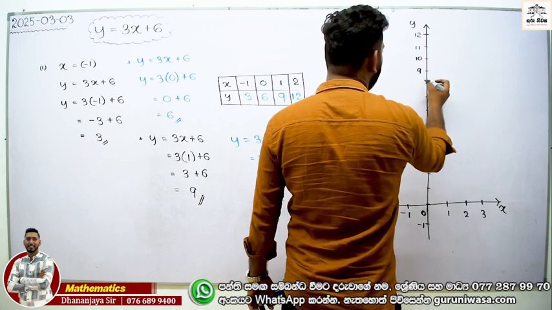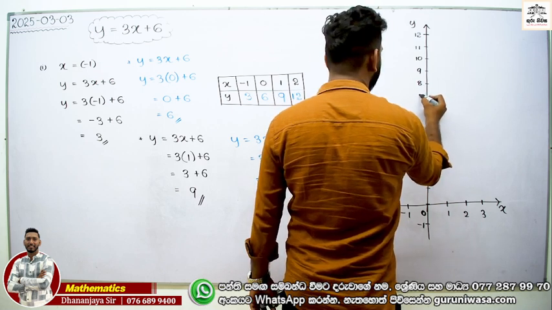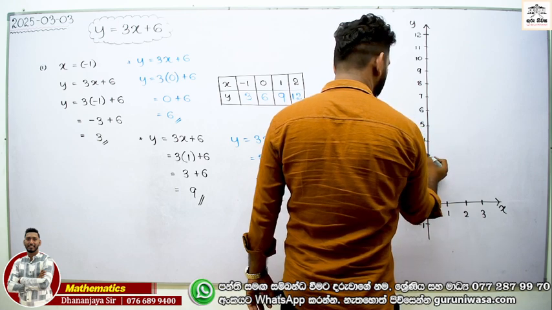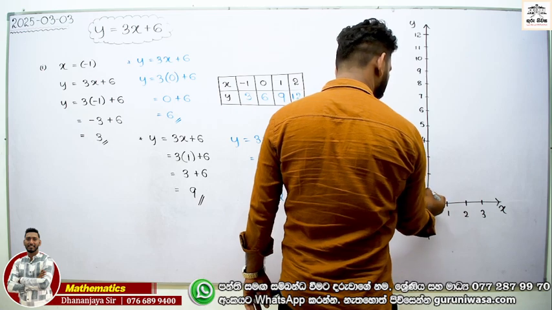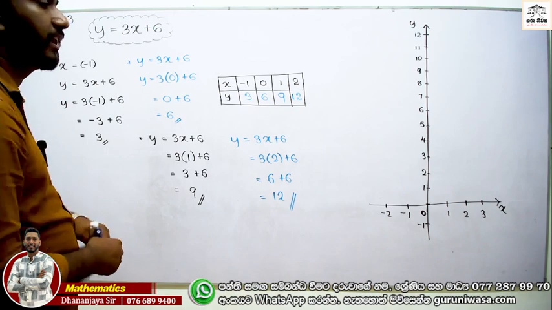Now mark and draw the coordinates. Mark the coordinates and draw the graph, right? It's like a straight line. Like a straight line.